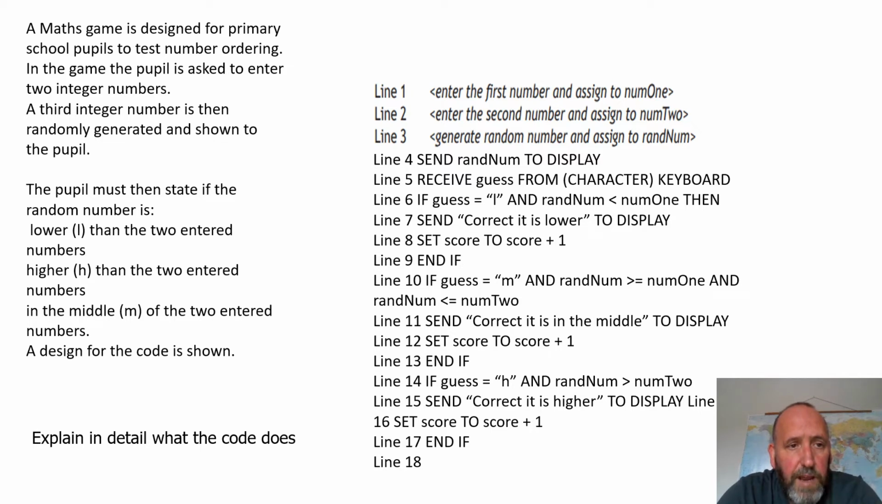Mask game designed for primary to test number ordering. In the game, the pupil is asked to enter two integer numbers. A third integer number is then randomly generated, shown to the pupil. The pupil must say if the number is lower than the two integer numbers, higher than the two integer numbers, or in the middle of them by entering an L, an H, or an M. Explain what the code does. Pause the video, write your answer.